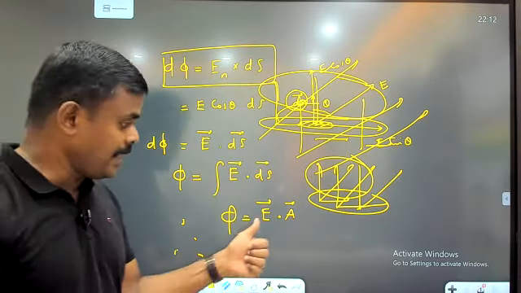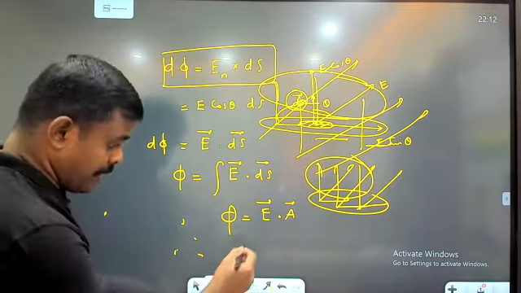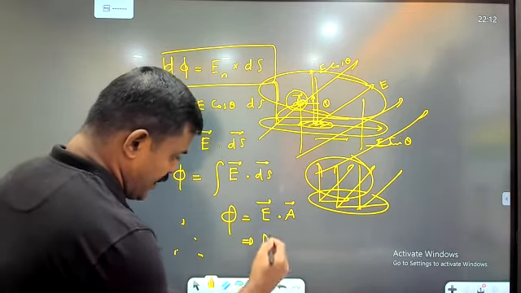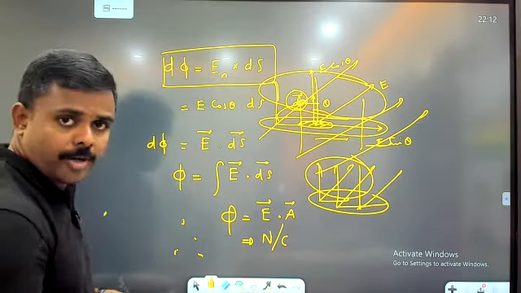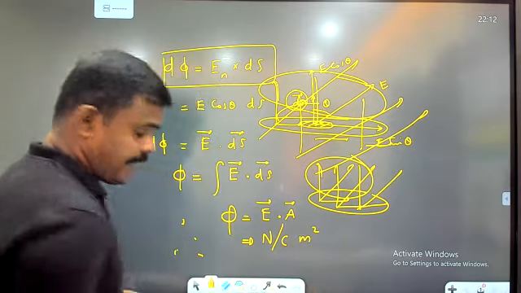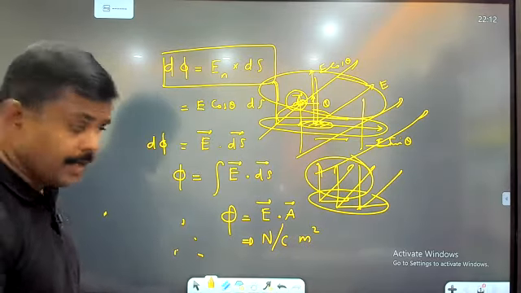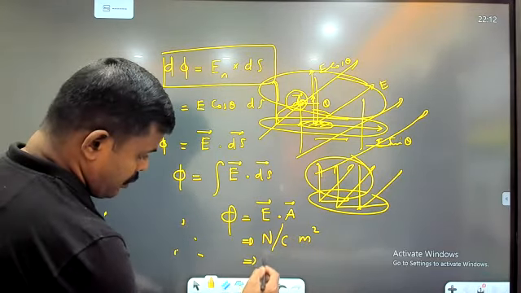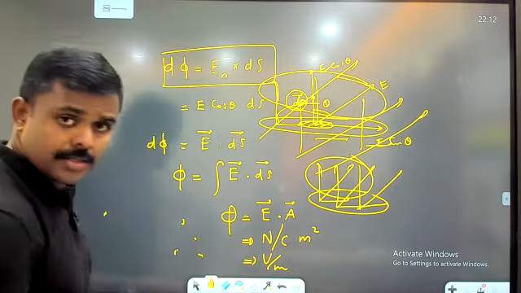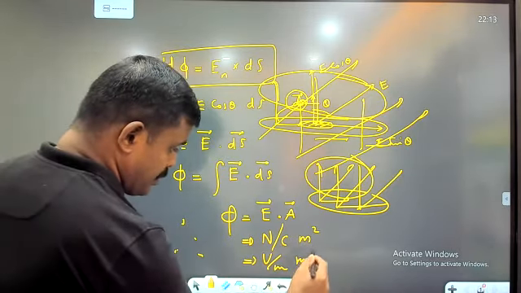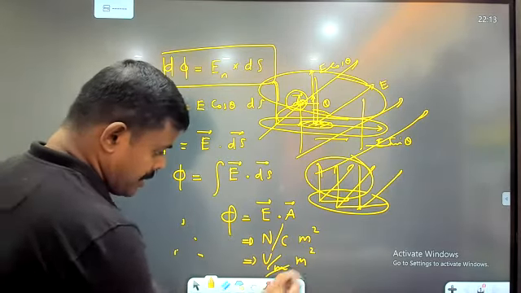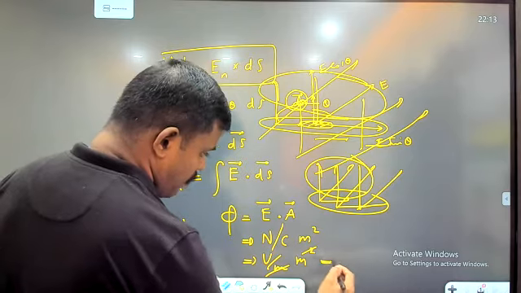Anyway, phi is given by E dot area. Another probable question here is the unit of flux: Newton per coulomb into meter square. But electric field has another unit. Do you remember? Volt per meter is another unit, into meter square. So meter and meter are cut. So you get what? Volt meter.